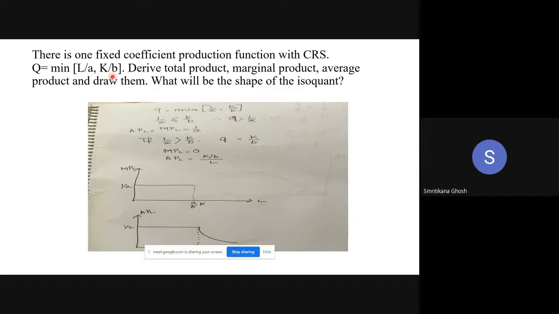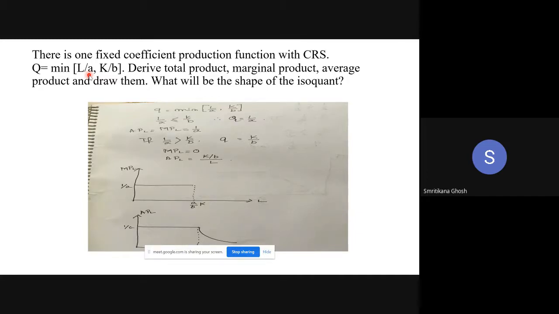Look, apparently it's very difficult to understand, but it's actually very easy. Q will be the minimum of L by A and K by B. Of these two, which one is minimum? Q is equal to that. If L by A is less than K by B, then Q is equal to L by A. If L by A is greater than K by B, then Q is equal to K by B. So out of these two, whichever is minimum, Q is equal to that. This is the feature of the fixed coefficient production function.